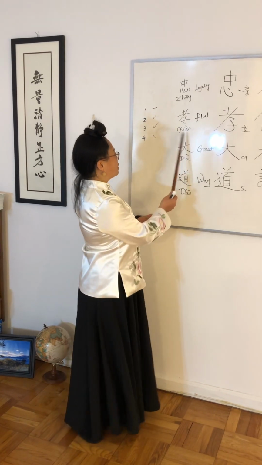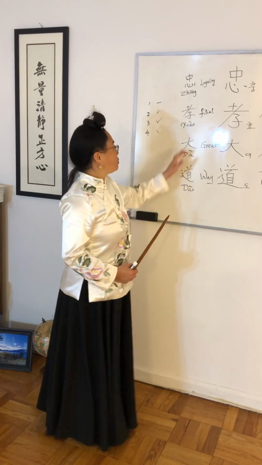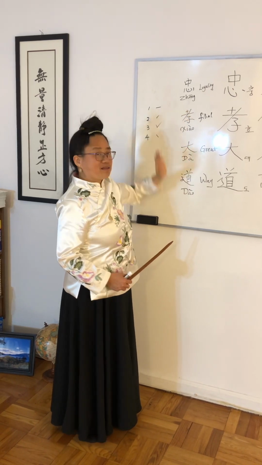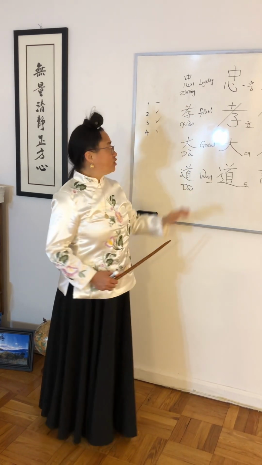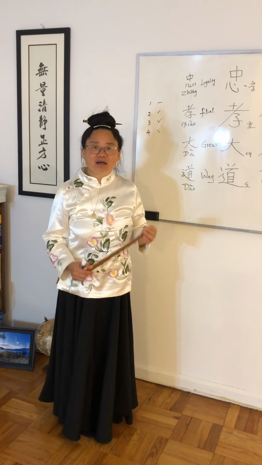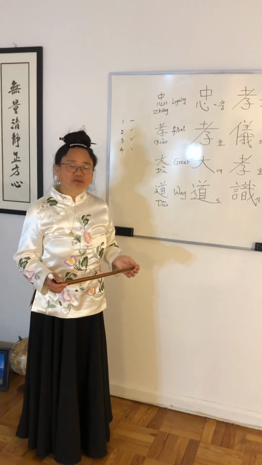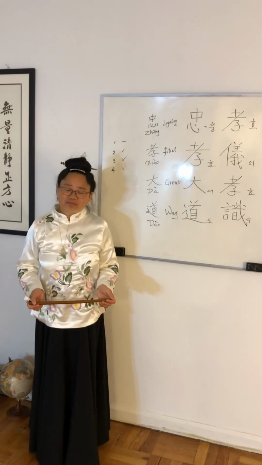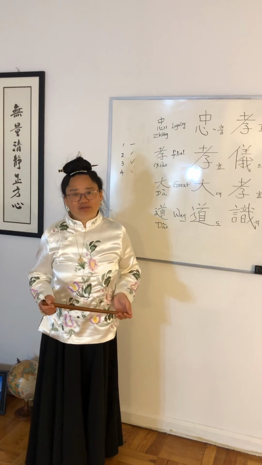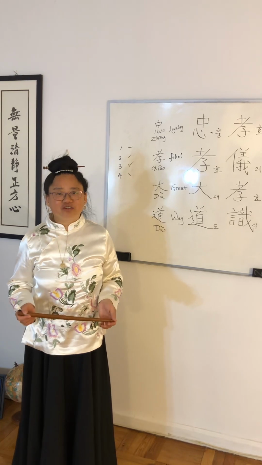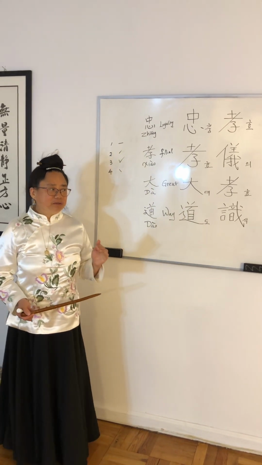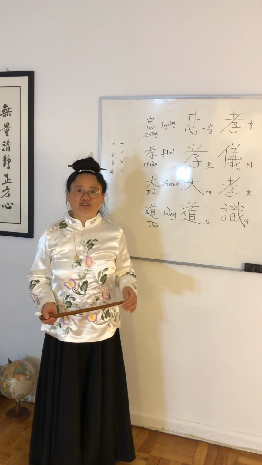The next word is 孝. Now this word has this very obvious character of 子, which means children. 孝 definitely is a Chinese character that refers to the responsibilities of children. When we say children, then we're talking about a relationship between parents and children. So what's the nature of the relationship between parents and children?